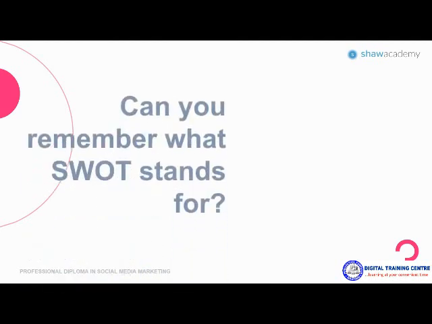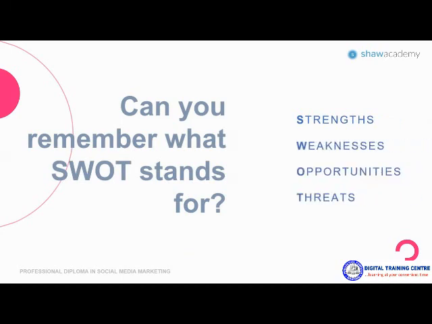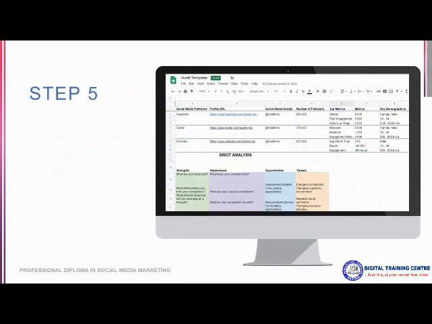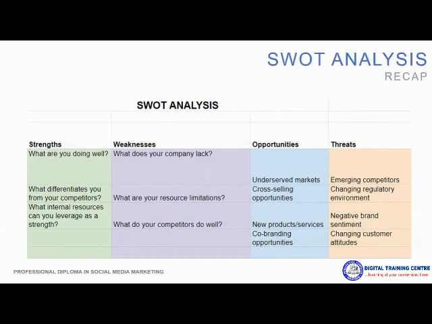We covered this in lesson 4 of module 1 when we looked at strategy development. Are there any bells ringing if I ask you what S, W, O, and T stands for? It stands for strengths, weaknesses, opportunities, and threats. So step 5 is to analyze what your strengths, weaknesses, opportunities, and threats are across your social media marketing efforts. Let's quickly recap what our SWOT analysis is.